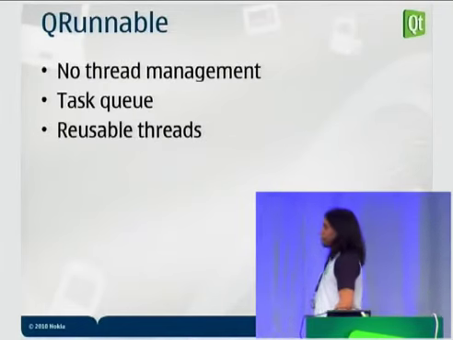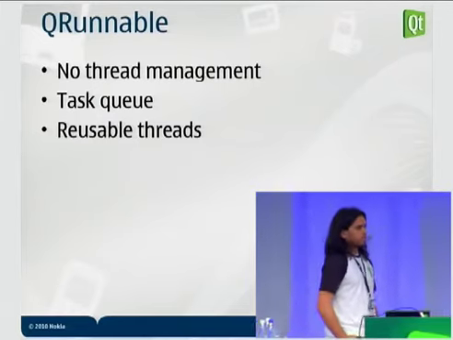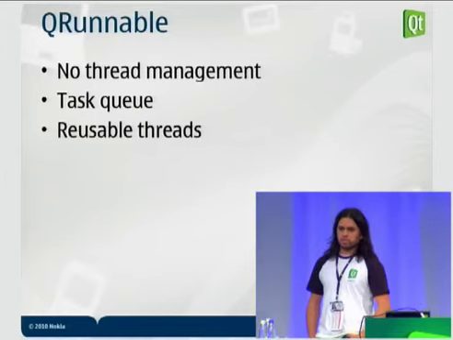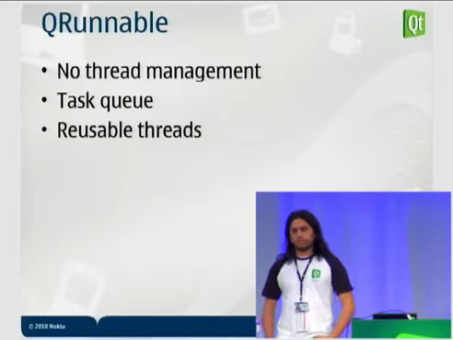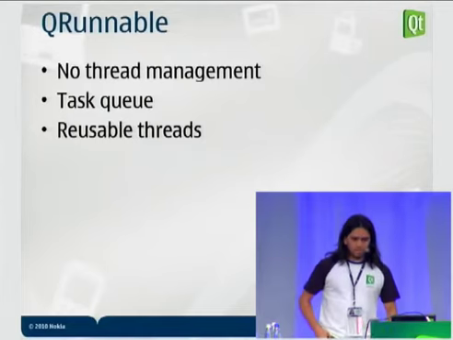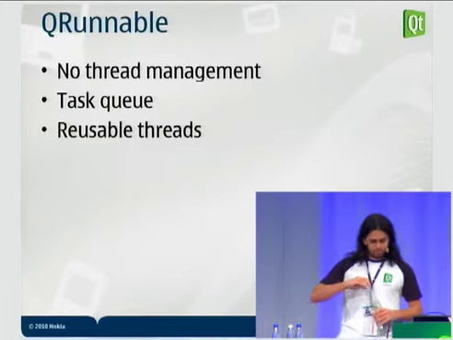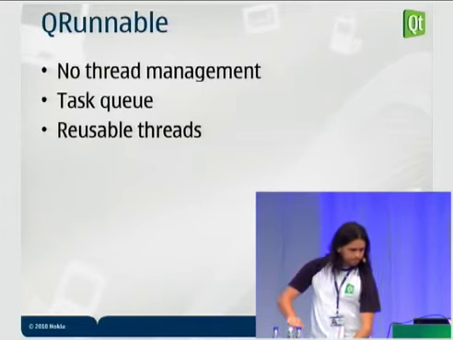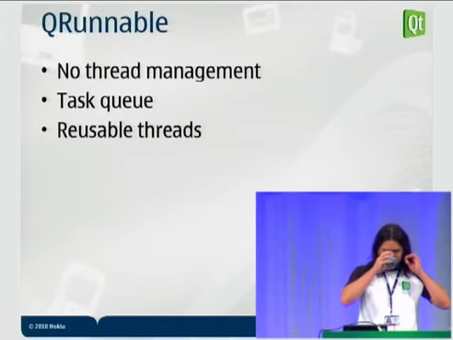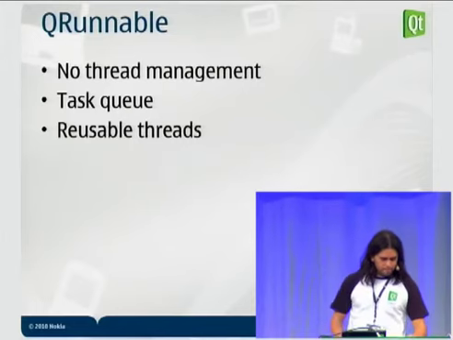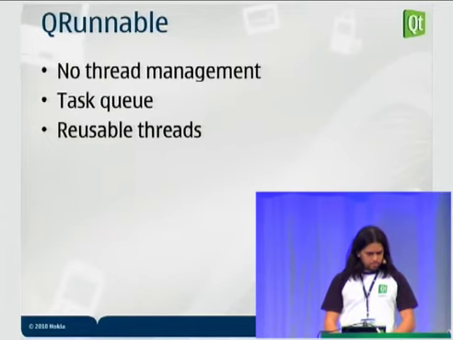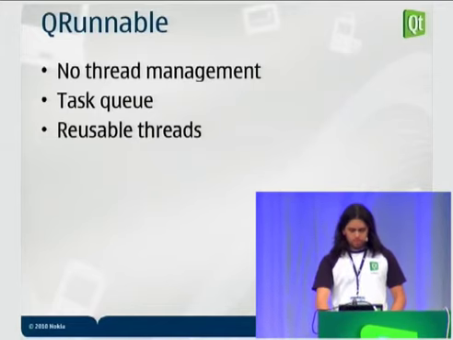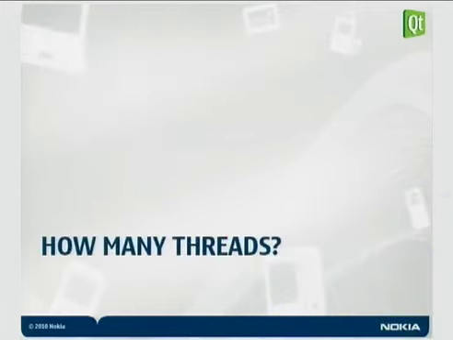Another option that you have is to use QRunnable. There, you wouldn't be managing the thread yourself, and instead of having a QObject for your lengthy operation, you would derive from QRunnable and override the run function. So QRunnable manages the threads for you. You just need to remember at the end to wait for all the threads to be done.